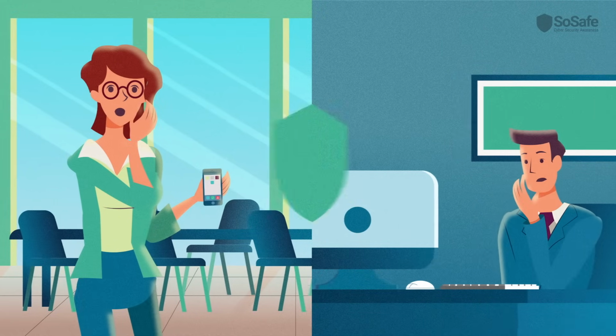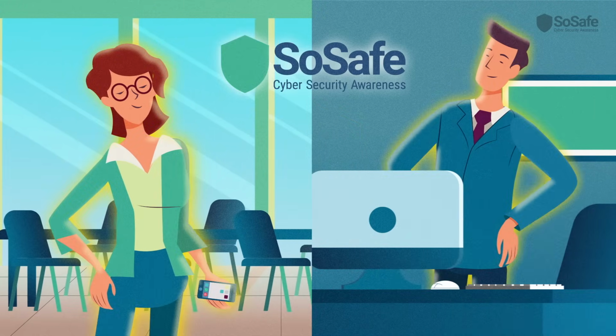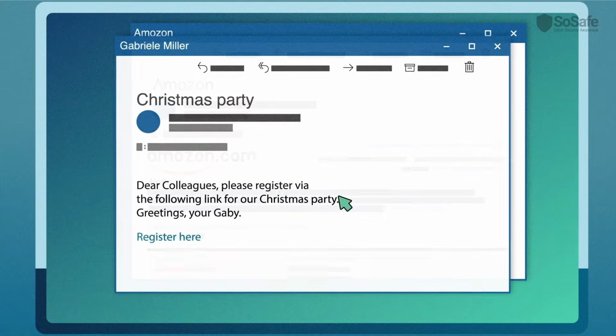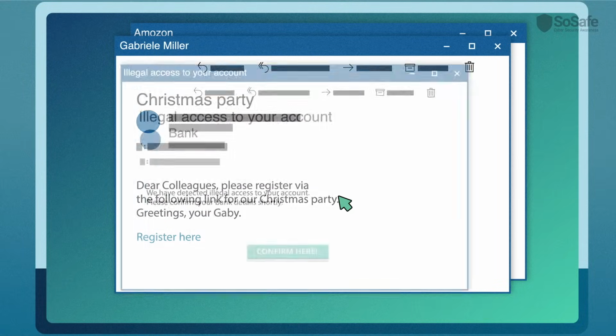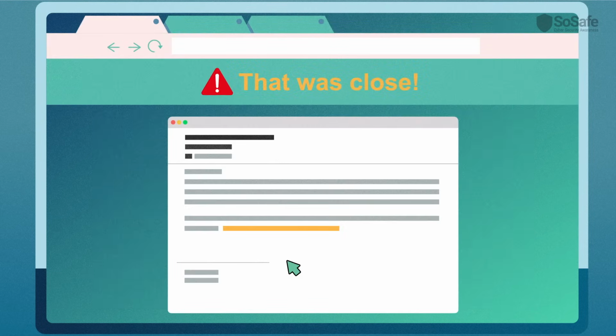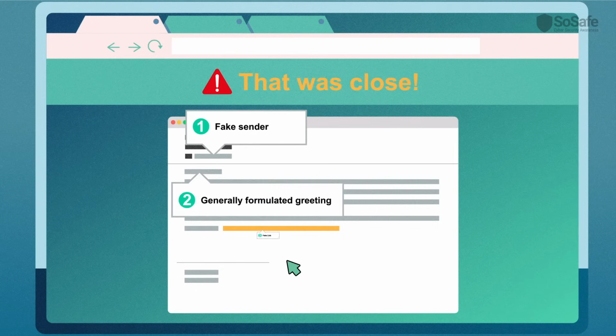SoSafe helps you to switch on your human firewall. We simulate realistic phishing attacks on your employees and show them how to detect and respond to cyber attacks. When an employee clicks on one of our phishing emails, they are taken to a learning page that once again shows exactly where he or she could have detected the attack.